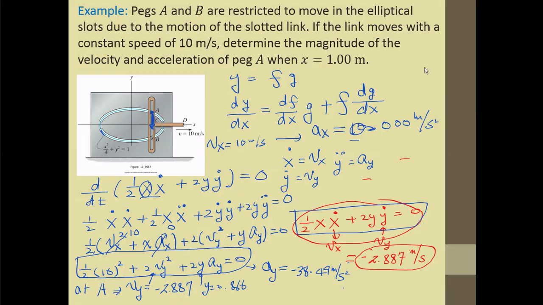Now the magnitude A equals the square root of a sub x squared plus a sub y squared. Then a sub x is 0, plug in a sub y, that is negative 38, square it, that is positive, and take the square root of it, and it turns out to be 38.49. Round up, keep up to 3 significant figures. So 38.5.